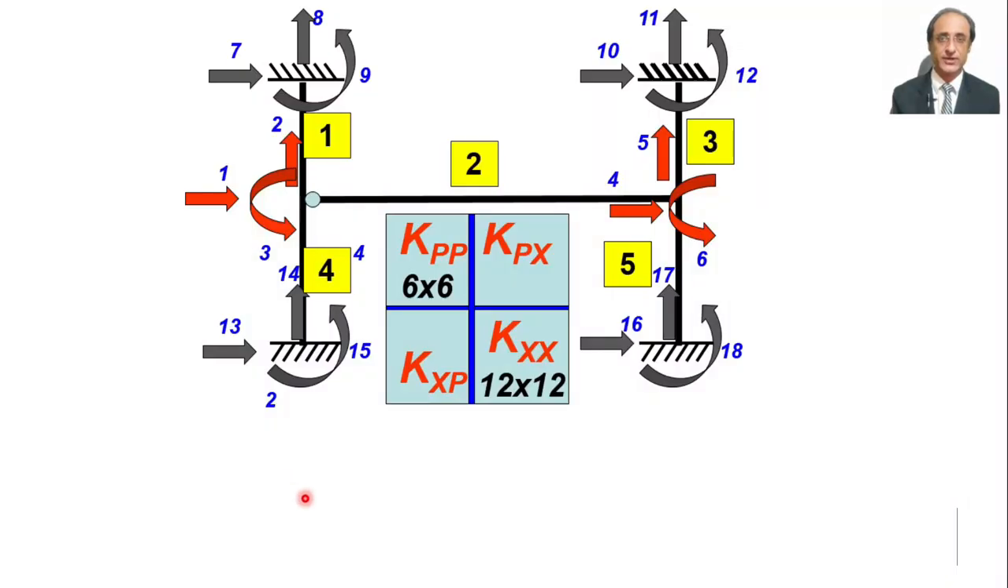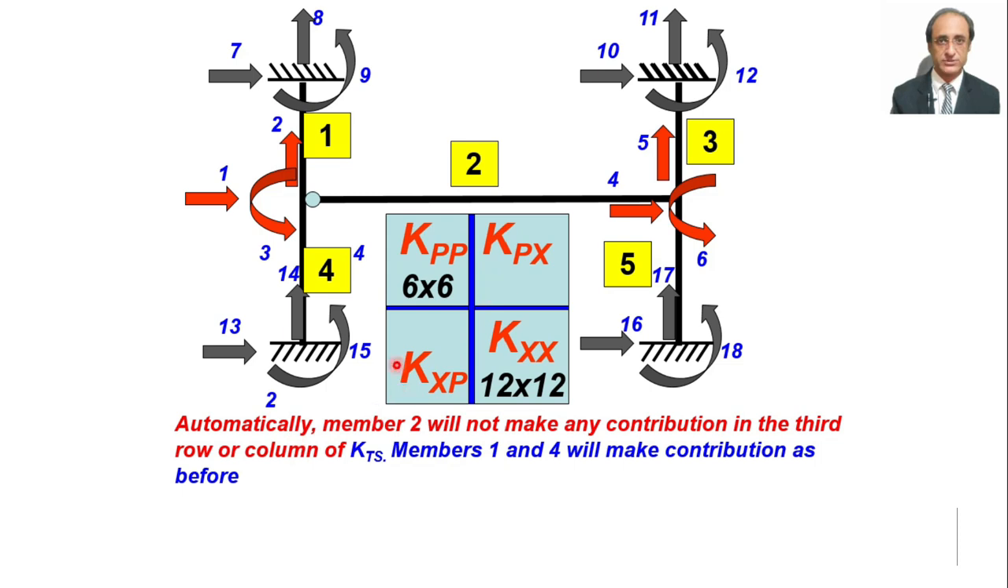So what we find here is that by this, automatically member 2 will not make any contribution in the third row or third column of KTS, because the corresponding row and column of this particular member stiffness matrix are 0. However, members 1 and 4 will make contribution as before. For example, for member number 1, the third member degree of freedom coincides with the third structure degree of freedom, and similarly for the case of member 4, the sixth member degree of freedom corresponding to this rotation coincides with the structure degree of freedom 3.